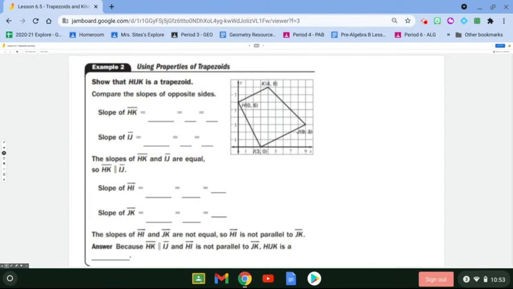So if I would start looking at the slope of point H and point K, I see I have (0, 6) and I have (4, 8). So if I started calculating the slope, I would do 8 minus 6, and I would do 4 minus 0. And if I started simplifying that, that gives me 2 over 4, which gives me a slope of 1/2.